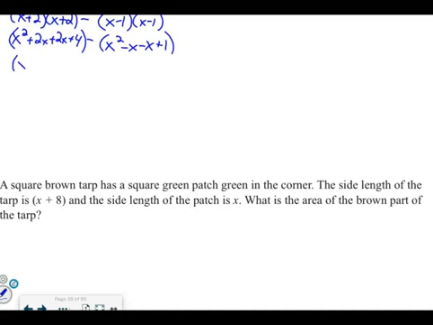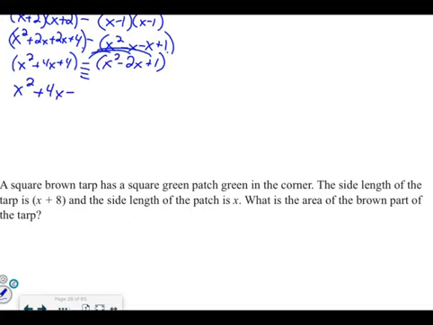So I'm going to get x squared plus 4x plus 4 minus (x squared plus 2x plus 1). Now remember, we're distributing a negative. The biggest mistake people make on this is they don't put the parentheses in everywhere, and so then they forget to distribute the negative. So I should get x squared plus 4x plus 4 minus x squared minus 2x minus 1.